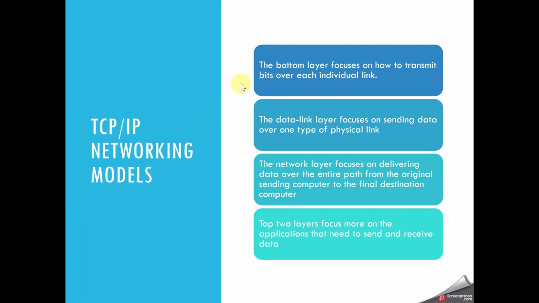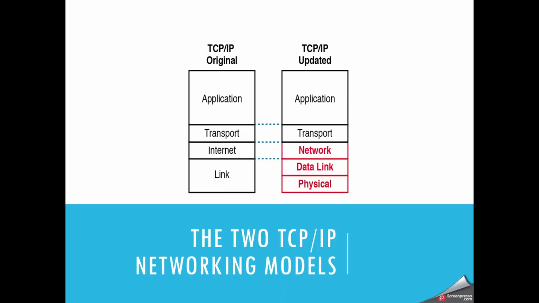So here it says everything here. The bottom layer focuses on how to transmit bits over each individual link. The data link layer focuses on sending data over one type of physical link, which could be LAN or wireless LAN. Then the network layer focuses on delivering data over the entire path from the original source to the destination. The top two layers, application and transport layer, take care of the application that needs to send and receive data. So that's what the TCP/IP model does for us to help communication, right?